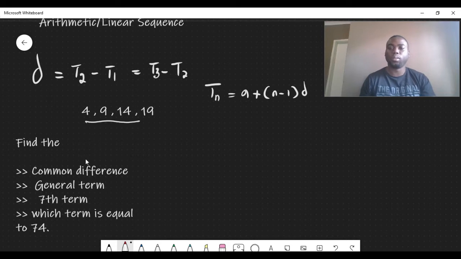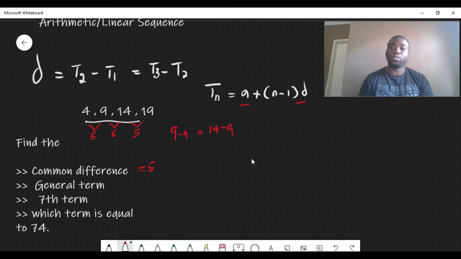Now, from what we talked about before, to calculate our common difference, we normally say it is the 2nd term minus the 1st term, which should be equal to the 3rd term minus the 2nd term. So if I subtract this over here, I will notice that 9 minus 4 gives me 5. I subtract this here, 14 minus 9 gives me 5. And I also subtract this here, that also gives me 5. So it means that our common difference is equal to 5.